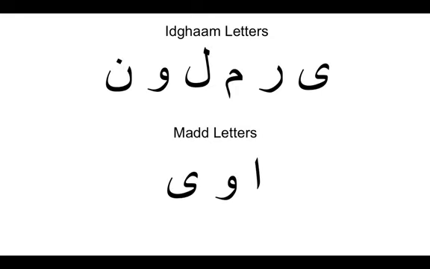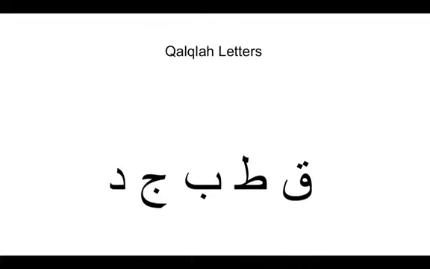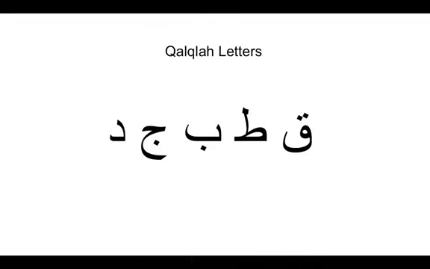What are the 3 mud letters? The mud letters are alif, waw, and ya. Those are the 3 mud letters. And we also discussed in a previous video, the video for the sukoon, the qalqala letters. Which were the qalqala letters? You can remember them by qutub jad: qaf, ta, ba, jim, dal. Whenever these letters have a sukoon on them, their sound is supposed to be echoed slightly.